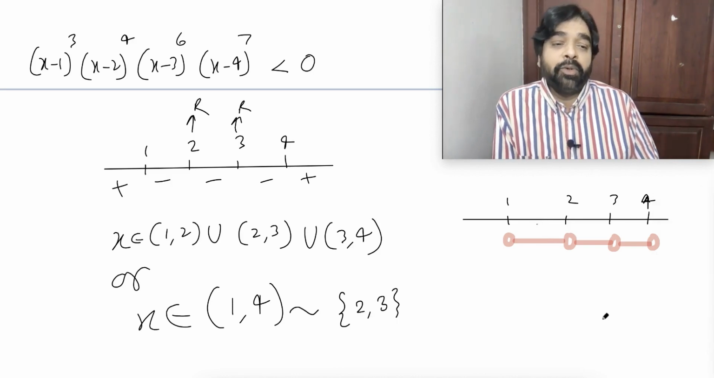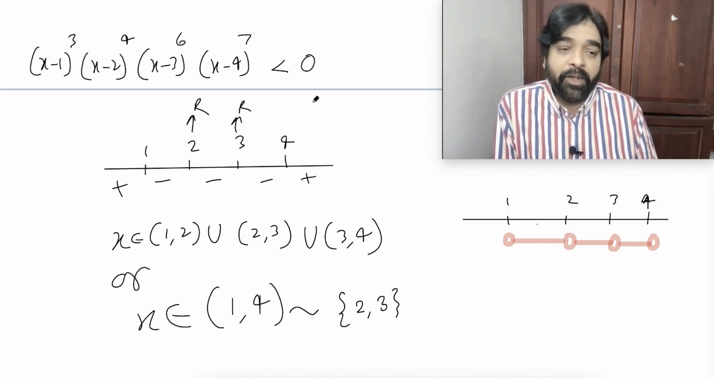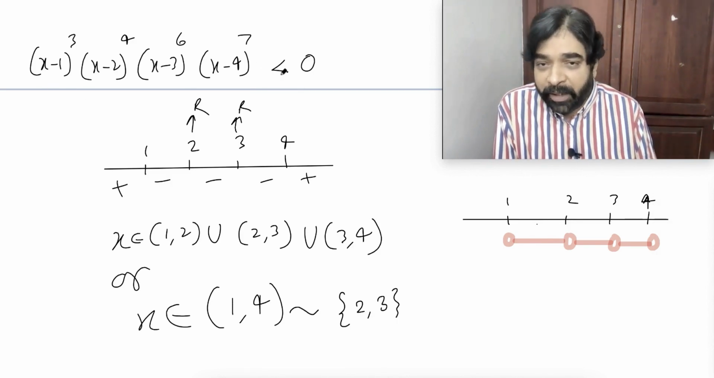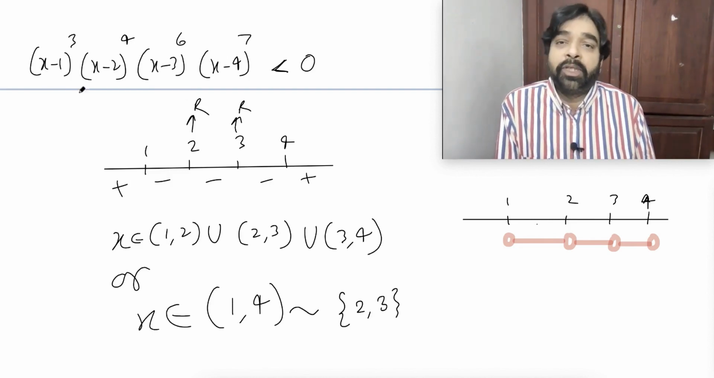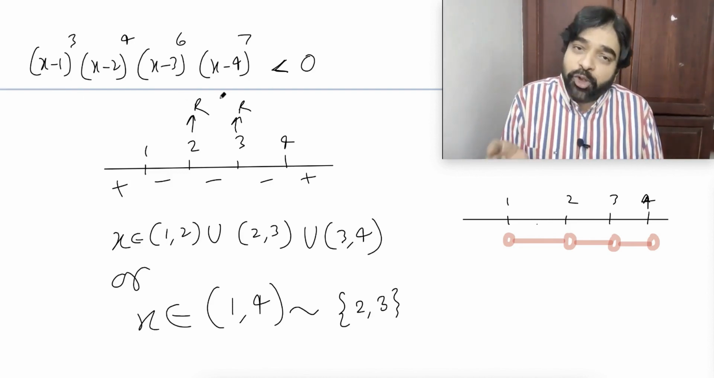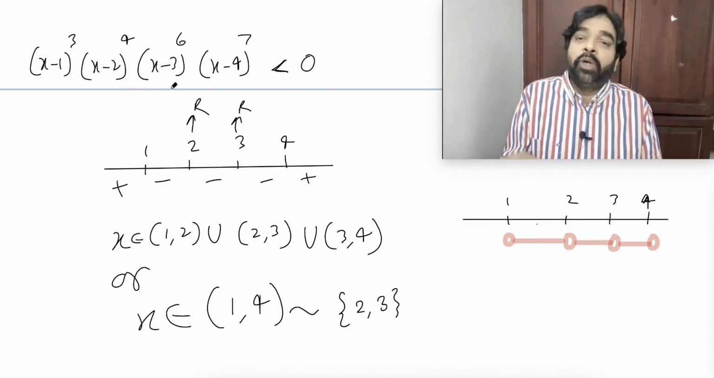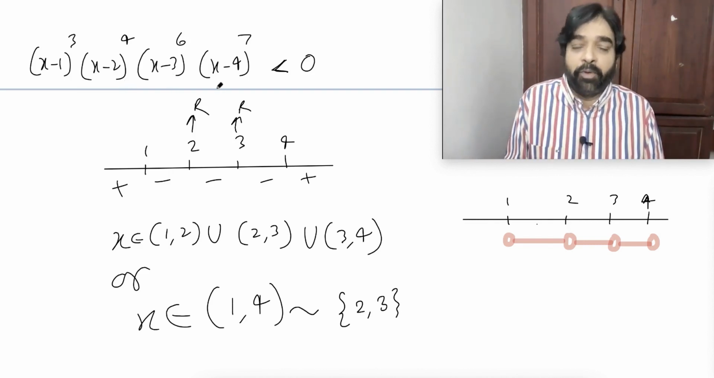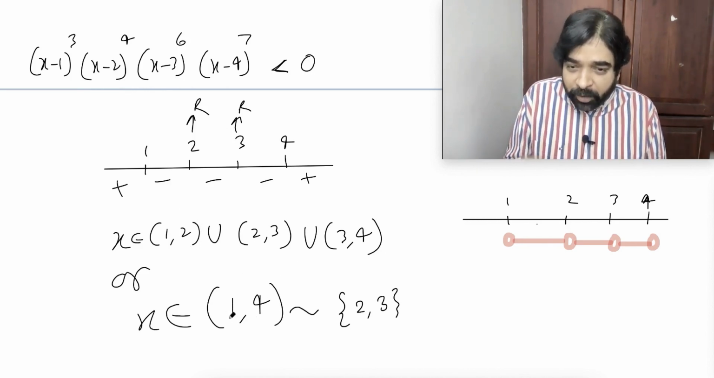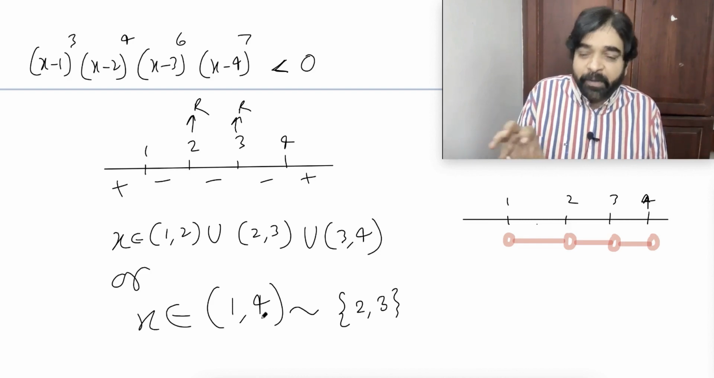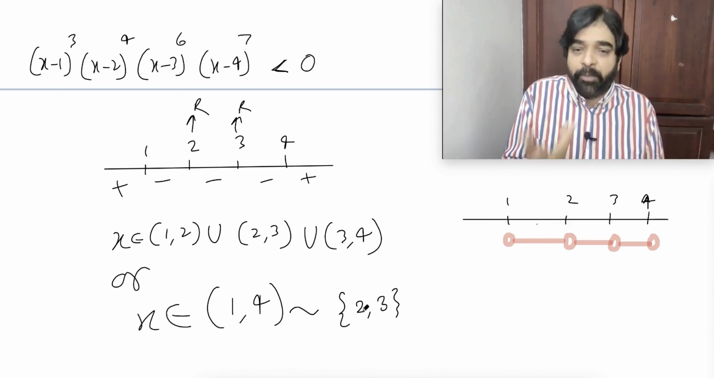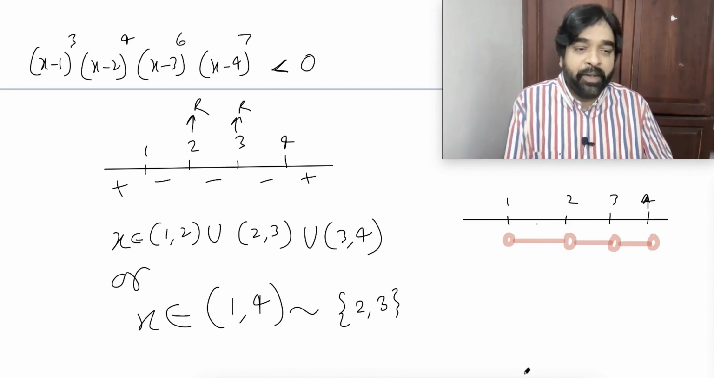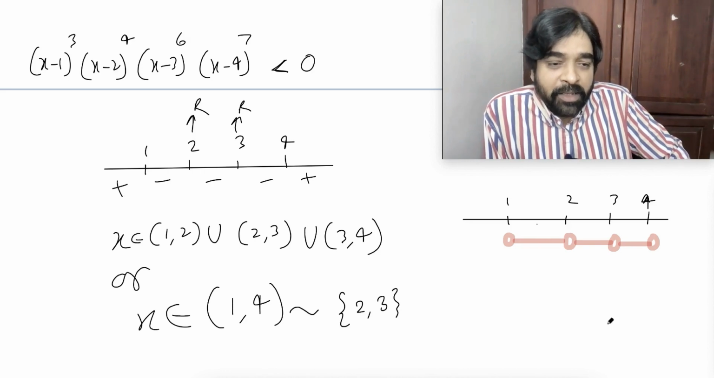For equal to 0, we have to include. But it's saying only less than 0. Means this whole quantity should not be 0. This whole quantity should not be 0 means x should not be 1, x should not be 2, x should not be 3, x should not be 4. That is why open everywhere. But when I wrote it this way, what is the meaning here? x is between 1 to 4. The moment it is 1 to 4, 2 and 3 will be included. So we have to remove 2 and 3, so I remove these 2 and 3. I hope it's clear to the person who asked that.